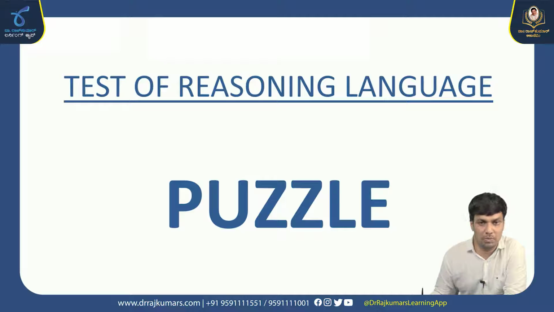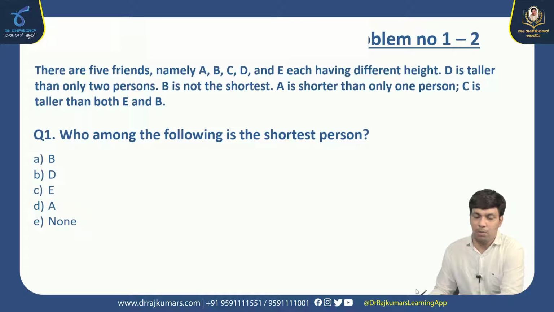Let's move on to our problems now. Problem number 1 to 2. There are 5 friends, namely A, B, C, D and E, each having different heights. D is taller than only 2 persons, B is not the shortest, A is shorter than only 1 person, C is taller than both E and B.